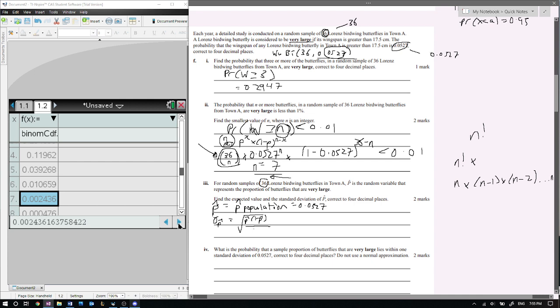Where the bottom is equal to n. That is just p.